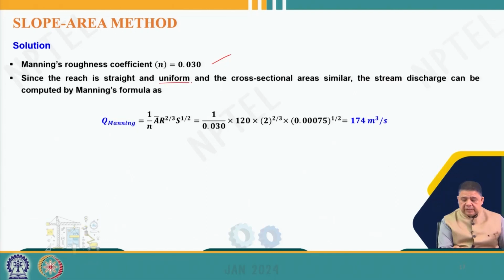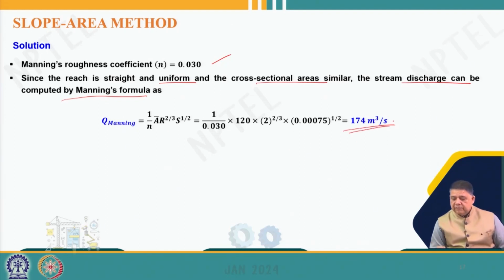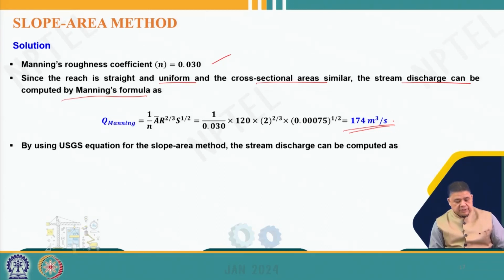Since the reach is straight and uniform and the cross sectional area is similar, the stream discharge can be computed by Manning's formula. Using Manning's formula directly, we find that the discharge comes out to be 174 cubic meter per second.